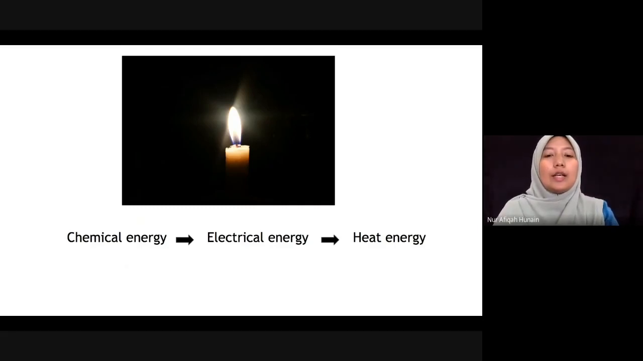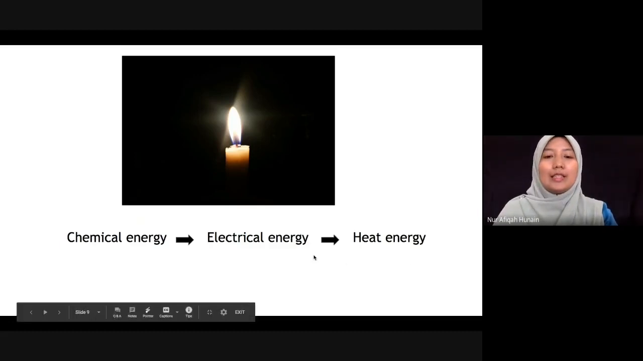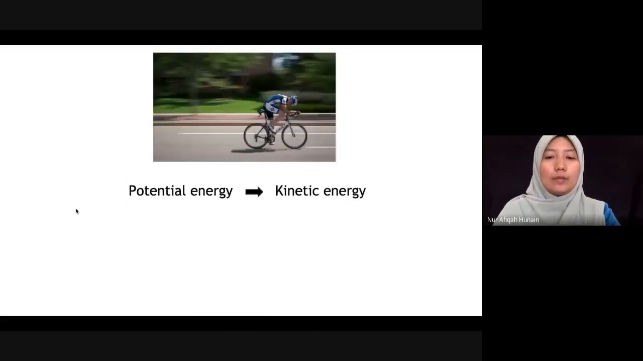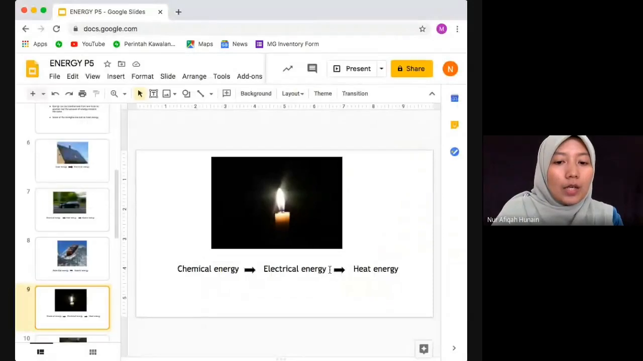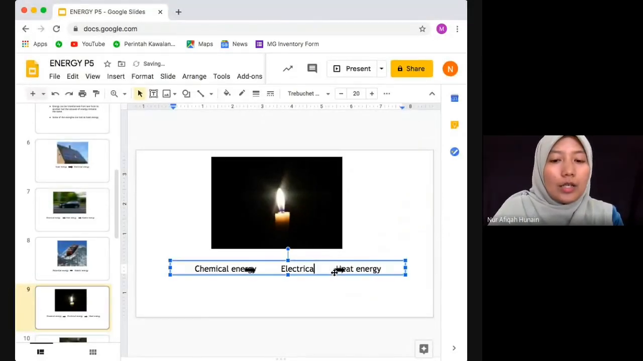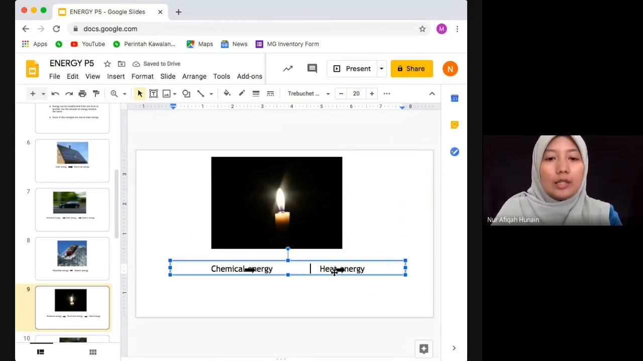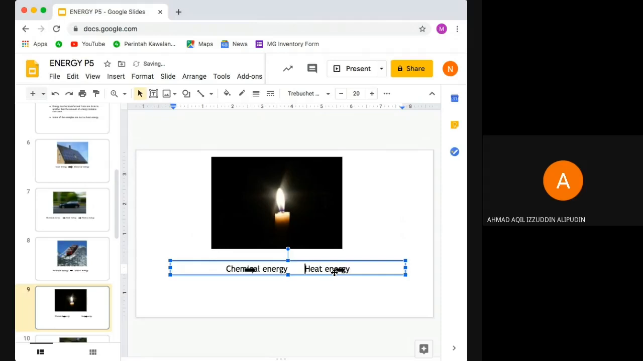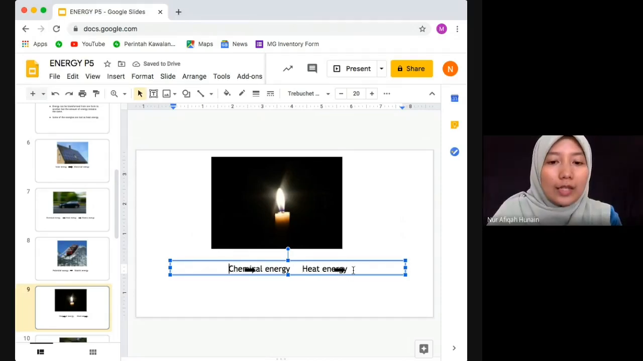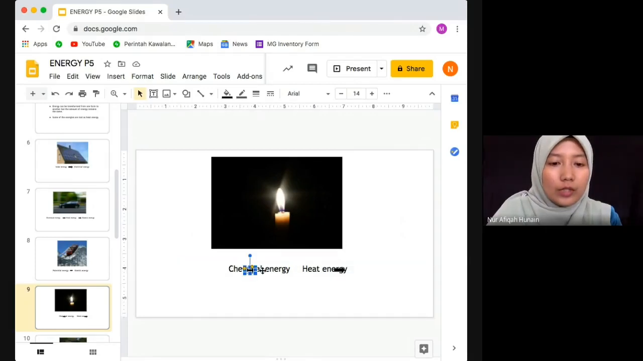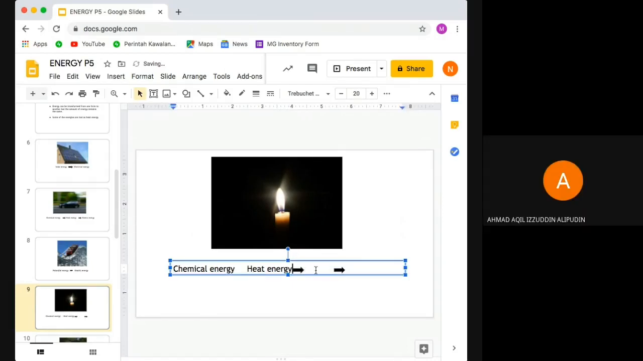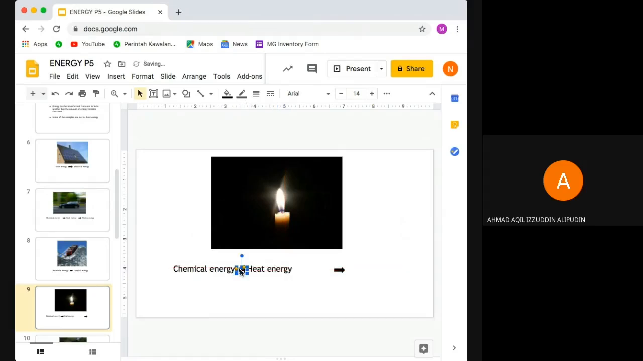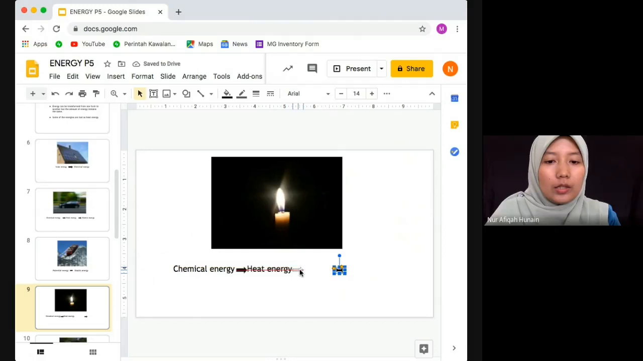Okay, this is a burning candle. It starts from chemical energy. Sorry, this is not electrical energy. Chemical energy later becomes heat energy, and light energy. Yes, the last one is light energy. I need to change this one. Chemical energy becomes heat and light energy.